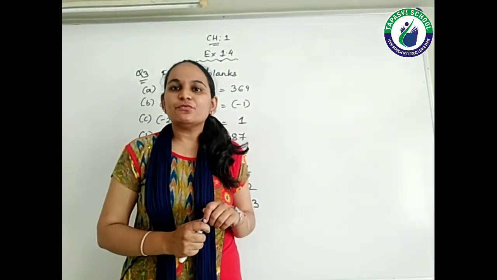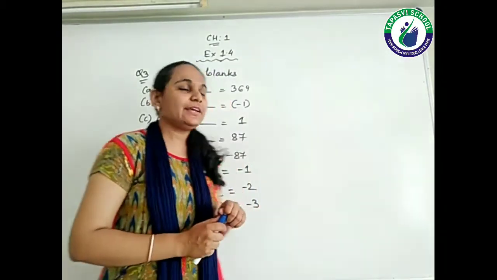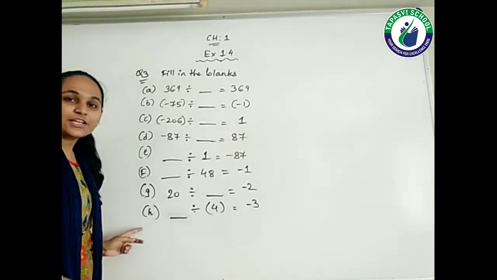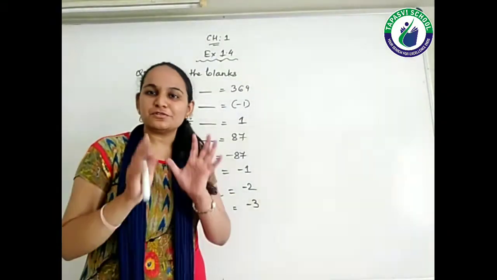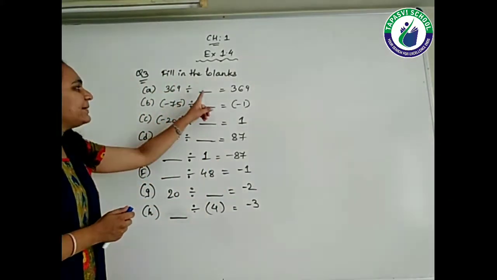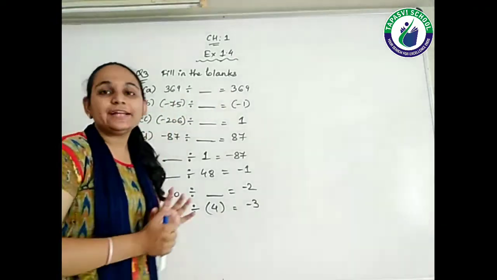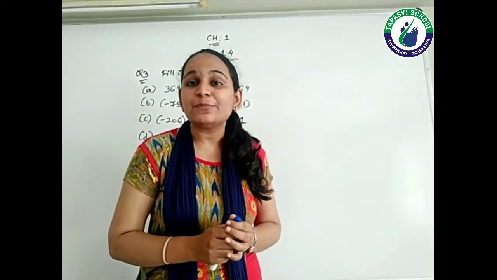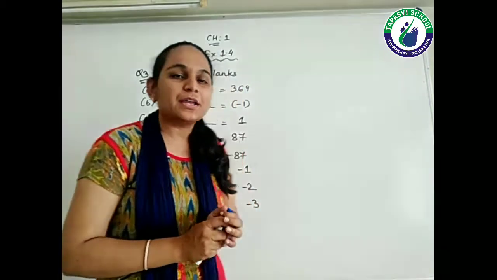Okay students, now let's begin with the question number 3. Right? Fill in the blanks. From A to H, the blanks are there, and we need to just fill them up. First one is 369 divided by dash is equal to 369. That means when can you get your question as your answer? It is only possible when you divide it by 1.